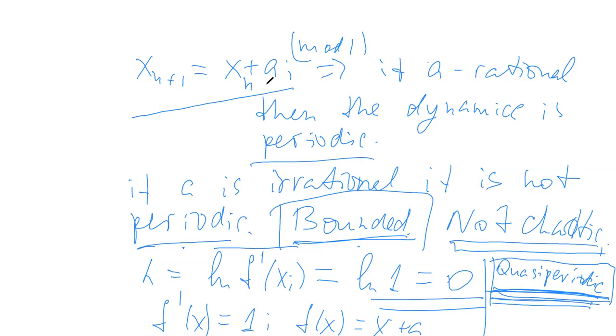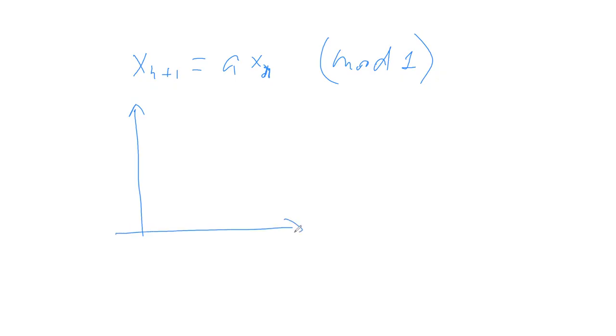Okay, so this was about problem number 1. Now let's consider problem number 2. In problem number 2, we have x_{n+1} equals a x_n mod 1. So now it is different. Now the slope is defined by the parameter, but it always starts at 0. So if a is more than 1, it will be something like this.